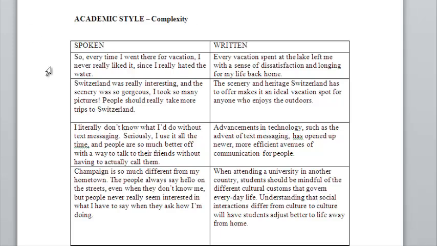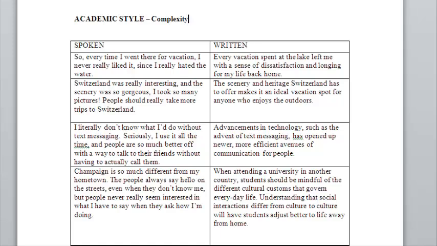The second example: "Switzerland was really interesting and the scenery was so gorgeous! I took so many pictures. People should really take more trips to Switzerland." So obviously another example from a person's life, very excited, had a really good vacation. Notice again using the word "I," and in fact even included an exclamation point. So in academic writing, we want to kind of bring this back a little bit, tone it down a little bit, make it a little bit more formal.